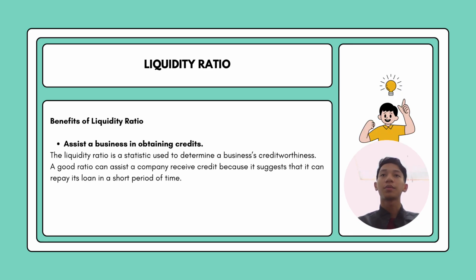And the last benefit of liquidity ratio is that it can assist a business in obtaining credit. The liquidity ratio is a statistic used to determine a business's creditworthiness. A good ratio can assist a company in receiving credit because it suggests that it can repay its loan in a short period of time.